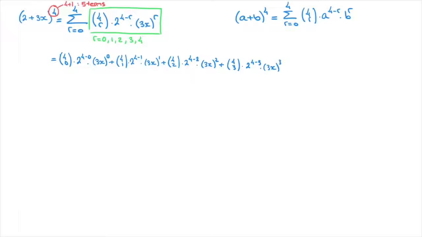And finally, we add to that the case where r = 4, which would be (4 choose 4) times 2^(4 - 4) times (3x) in parentheses raised to the power of 4. Now that we've done that, we can definitely see that indeed we have 5 terms: 1, 2, 3, 4, and 5. And now what we need to do is to simplify this as much as possible.